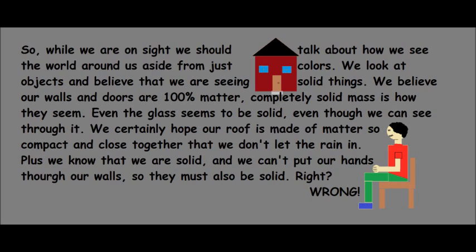We look at objects and believe that we are seeing solid things. We believe our walls and doors are 100% matter. Completely solid mass is how they seem. Even the glass seems to be solid, even though we can see through it. We certainly hope our roof is made of matter, so compact and so close together that we don't let the rain in. Plus, we know that we are solid, and we can't put our hands through our walls. So they must also be solid, right? Wrong.